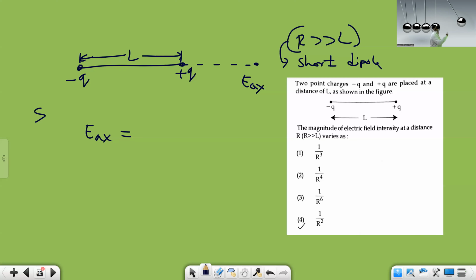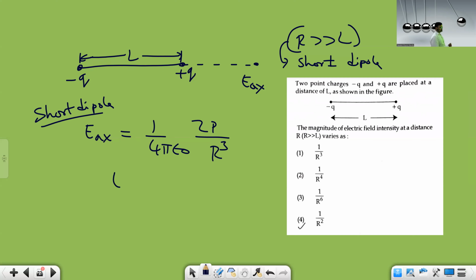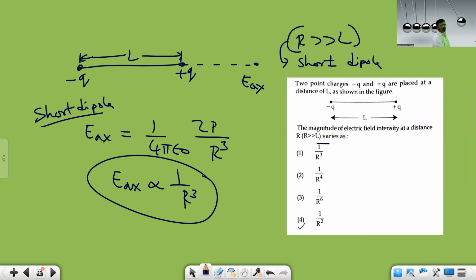I know for a short dipole, what is the formula? Here L is negligible. So I can write 1 by 4 pi epsilon naught into 2p by r cube. So E axial is inversely proportional to r cube, and my answer is the first option. Even if you take equatorial, there also you get r cube only. So it doesn't matter. Don't worry, we can take the expression this way.